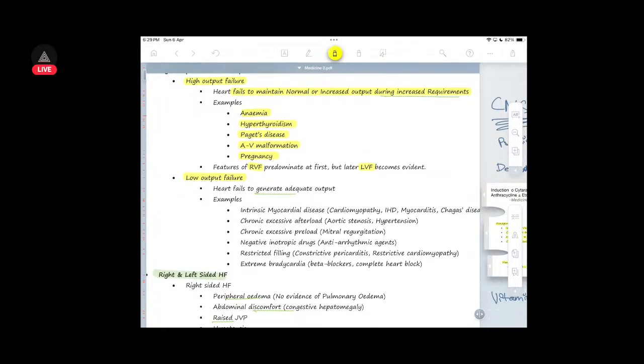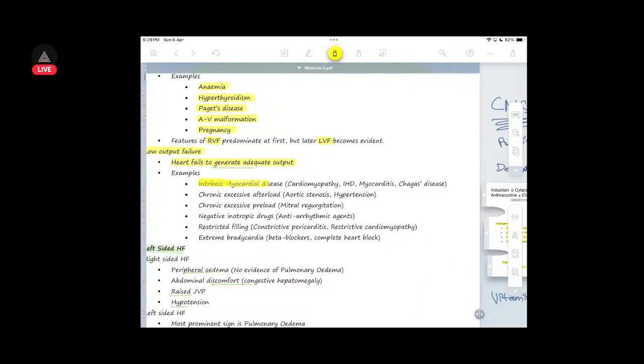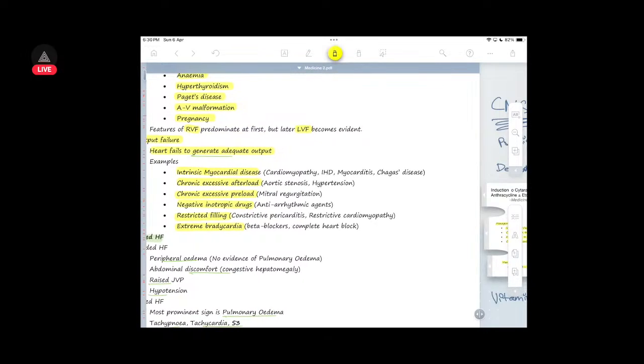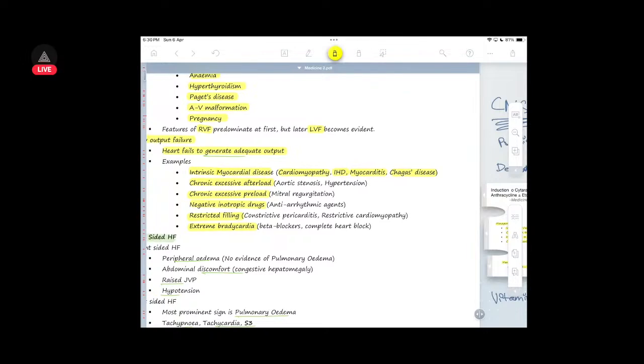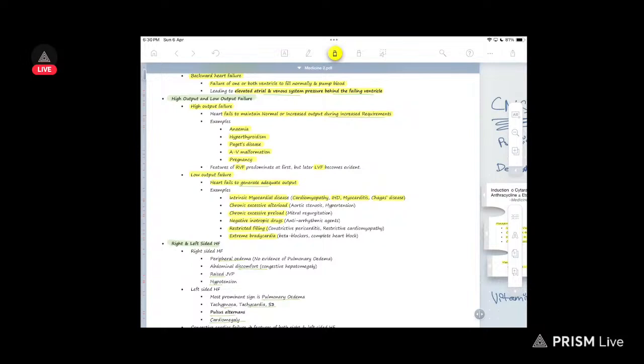Low output failure is when the heart fails to generate adequate output. Examples include intrinsic myocardial disease, chronic excessive afterload, excessive preload, negative inotropic drugs, restrictive filling, and extreme bradycardia. Intrinsic myocardial disease includes cardiomyopathy, ischemic heart disease, myocarditis, Chagas disease, etc. Chronic excessive afterload. If the afterload is excessive, okay. High output failure is just normal or increased output during increased requirement. That's it.